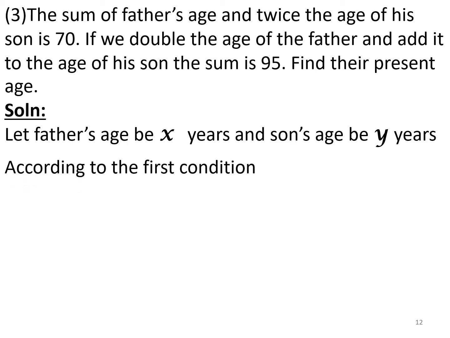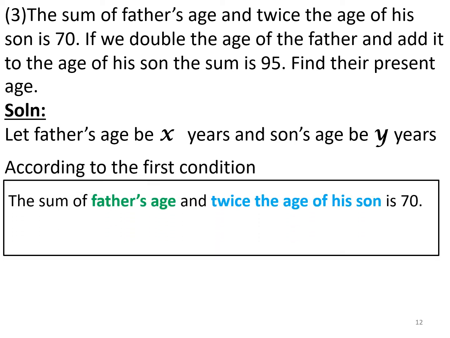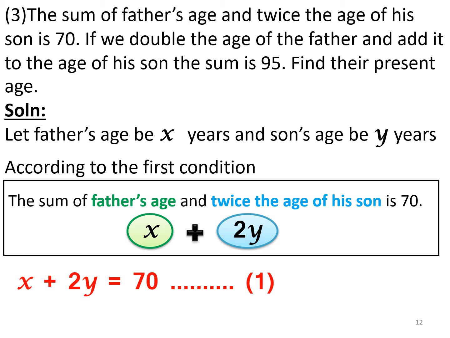According to the first condition, now what is the first condition? The sum of father's age and twice the age of his son is 70. So father's age is nothing but X, twice the age of his son, that means twice Y, which is 2Y. Sum is nothing but addition and it is equal to 70. So the equation goes as X plus 2Y is equal to 70. This is my first equation.